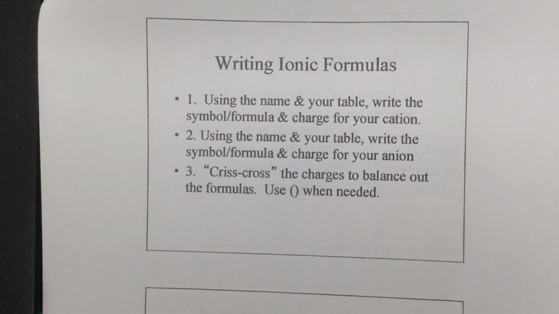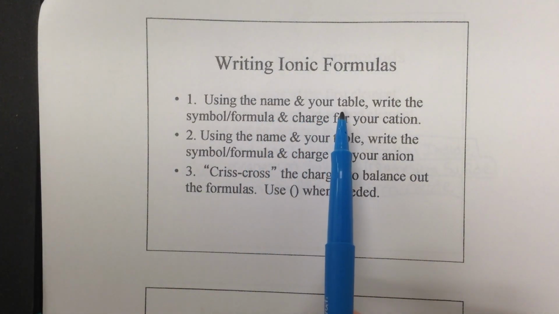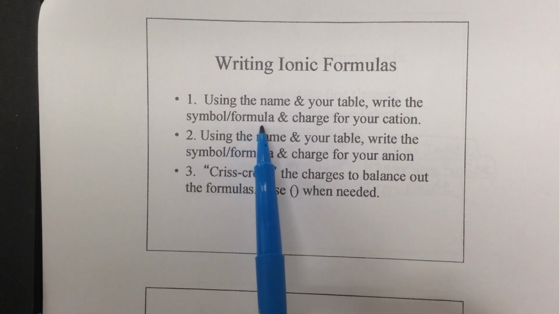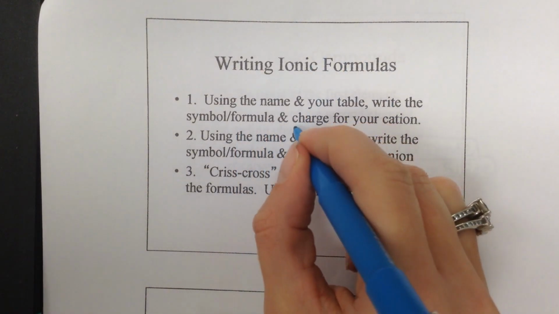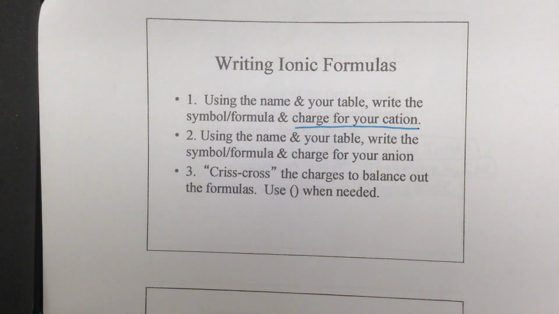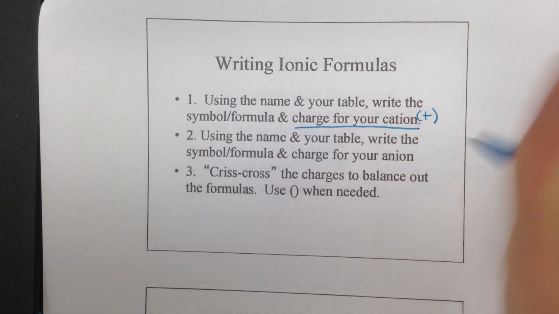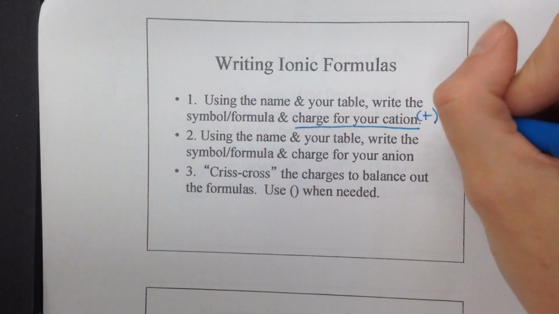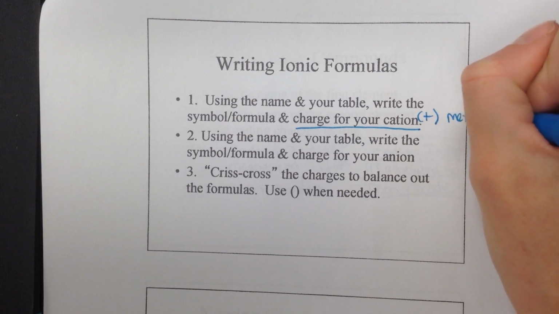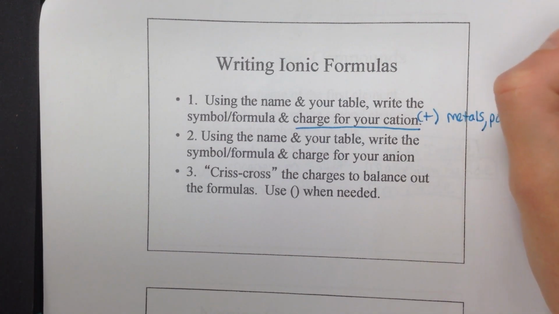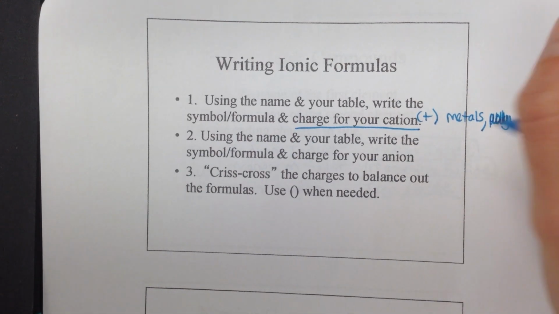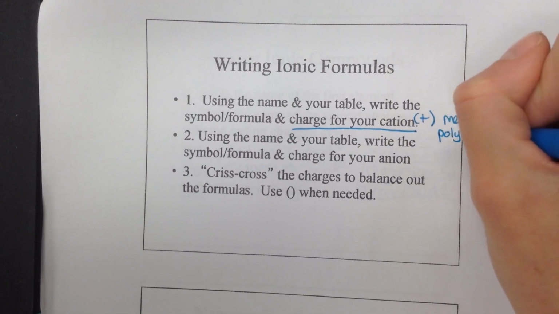If you look at our rules here, we have 3 of them. It says using the name and your periodic table, you're going to write the symbol or formula and the charge for your cation. Cation is just a fancy name for a positive charge. And usually it's your metals that are positive, but remember your polys can have a positive charge as well. So, metals and polys.